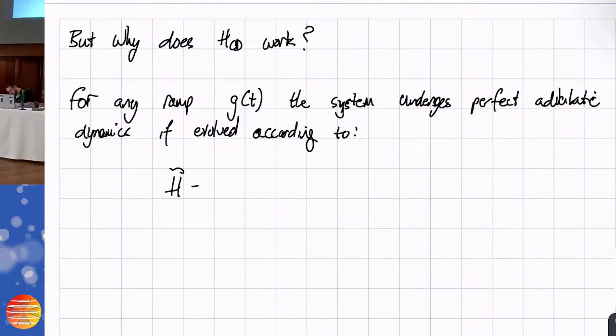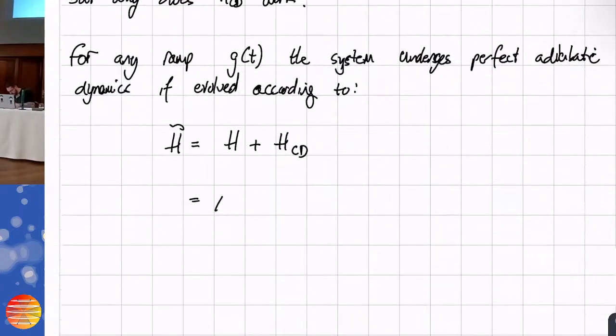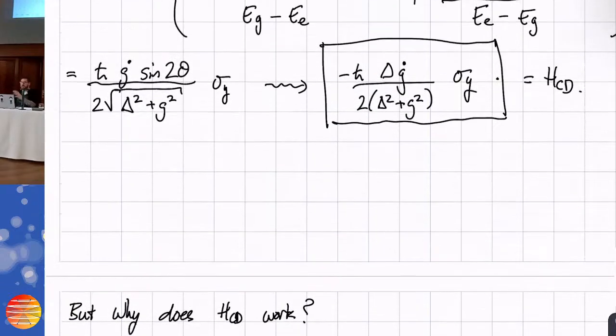this H tilde, which is the H plus HCD, which for our Landau-Zener model is my delta sigma x plus g(t) sigma z plus, and then whatever that mess of things is, let's just call it some time-dependent function. It depends on what the ramp is. It depends what functional form I've put in for g.